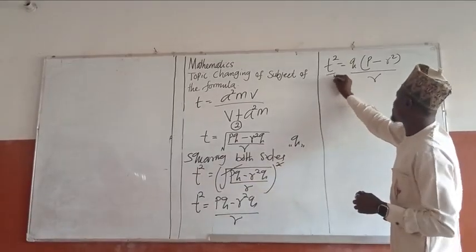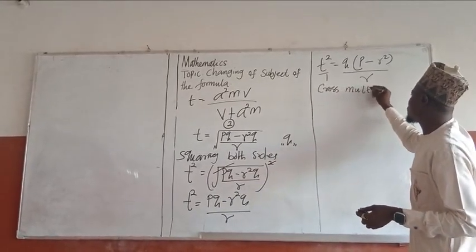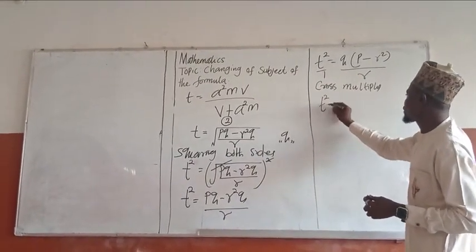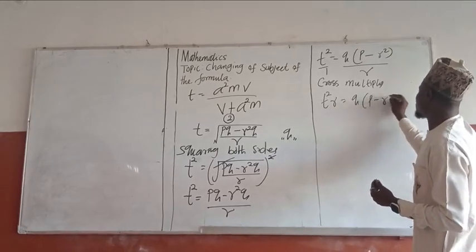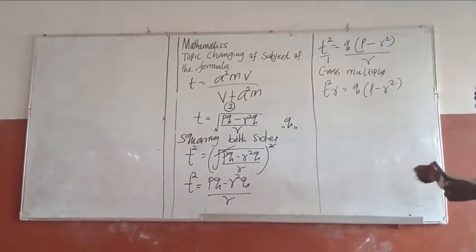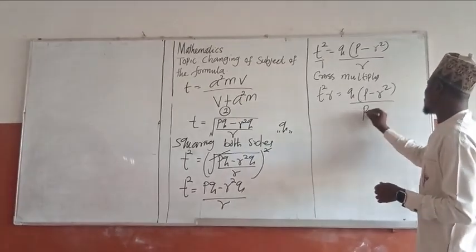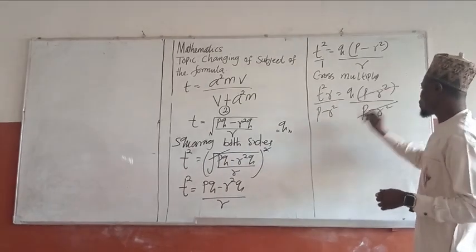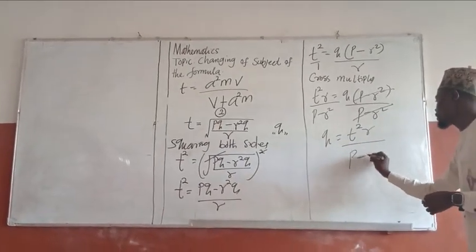So the next thing is to make this over 1 and cross multiply. If I do that, I will have T square times R, we have T square R is equal to 1 times all the variables here, we still have the same thing as Q, open bracket P minus R square. So it's very easy for us to find Q now because Q is not attached to anything again. So we have to divide both sides by the coefficient of Q, which is P minus R squared. Then this cancels this. We have Q is equal to T square R all over P minus R squared.